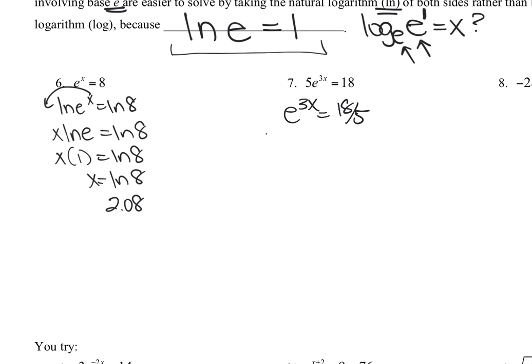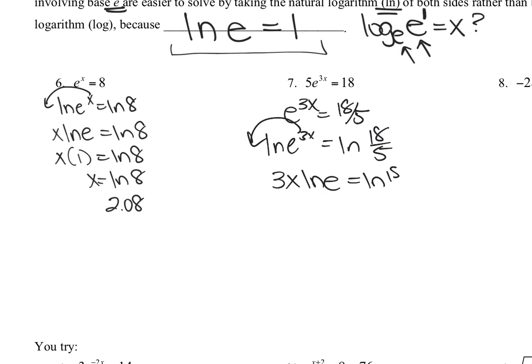Now I'm going to take the natural log of both sides. And again, the purpose of taking the natural log of both sides is so that I can bring that exponent out in front. So I'm going to get 3x times the natural log of e is equal to the natural log of 18 over 5, and then the natural log of e is just 1. To get x by itself, we'll divide both sides by 3.